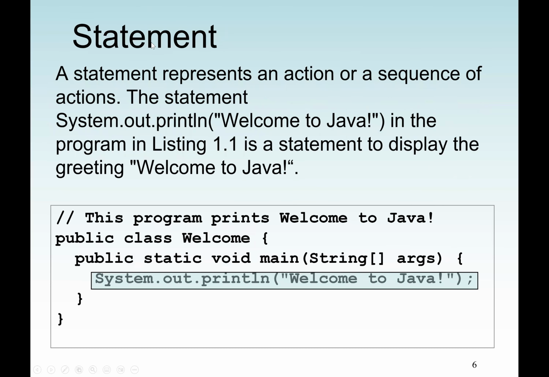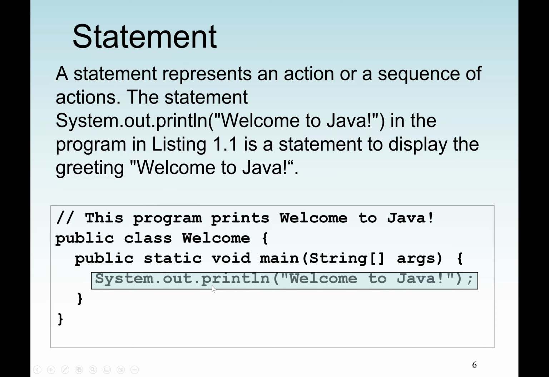Next, we have the statement. Normally, a statement will represent an action or a sequence of actions. For example, here we have a statement System.out.println, Welcome to Java. The action here is that we are going to print the string Welcome to Java on our screen using the println method. So a statement will represent an action or a sequence of actions. Now the statement System.out.println, Welcome to Java, in the program below is a statement to display the greeting Welcome to Java on our screen.